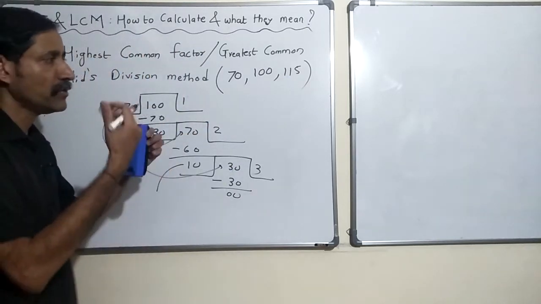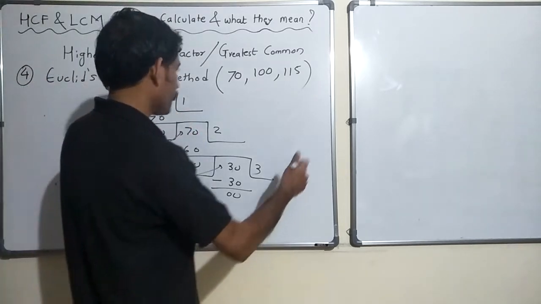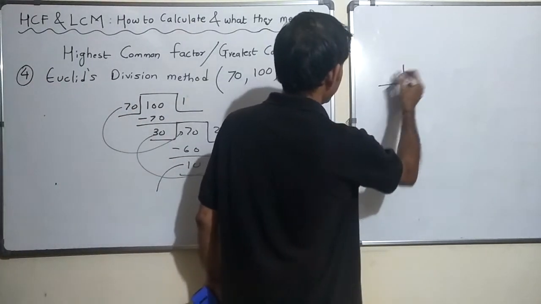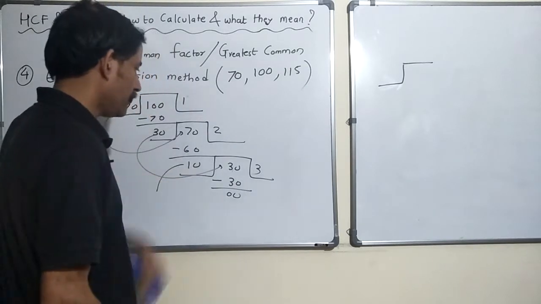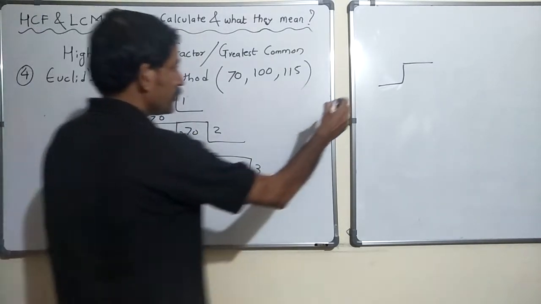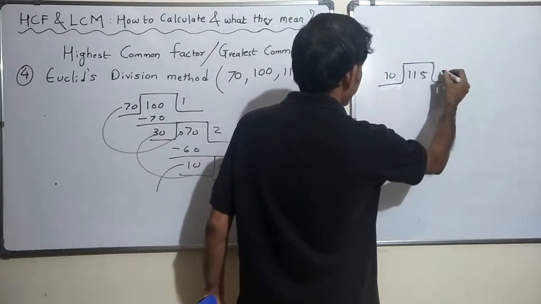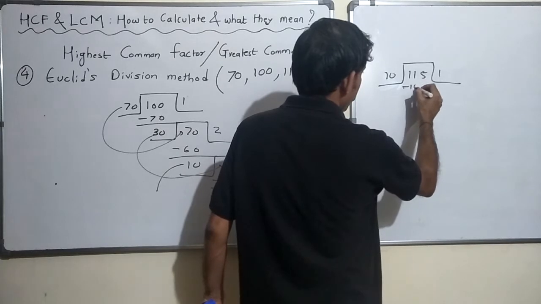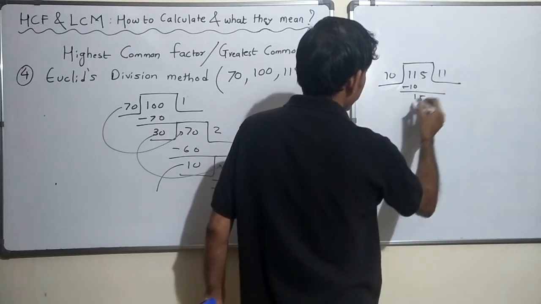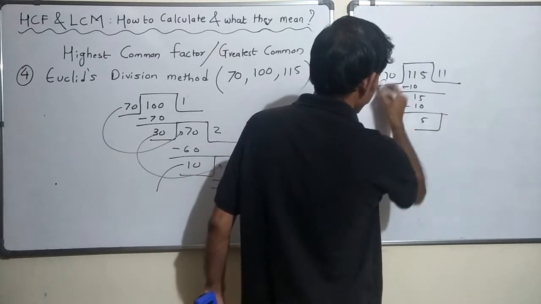So we continue this process further. Let's do it further. I take the same thing, 10, which would have been the HCF if there were only two numbers, and I take the third one here. 10 ones are 10, 11 fives are 110, correct? 5 is the remainder. I bring this here.